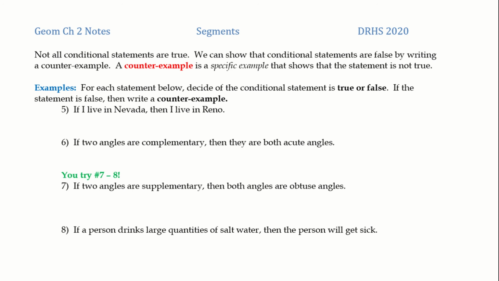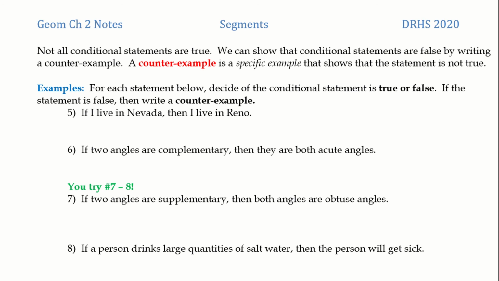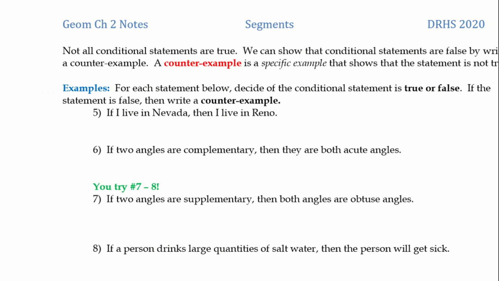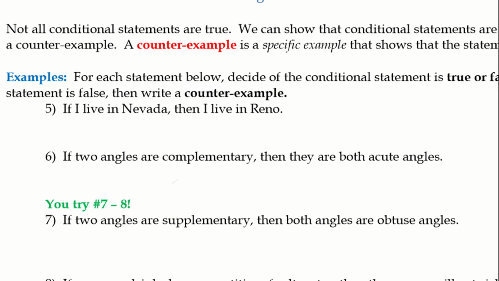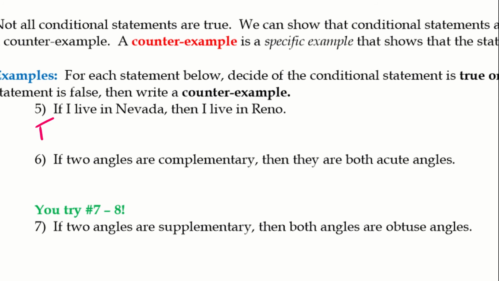So, not all conditional statements are true. We can show that conditional statements are false by writing a counterexample. A counterexample is a specific example that shows that the statement is not true. So for each statement below, we want to decide if the conditional statement is true or false. If the statement is false, then write a counterexample. So number 5 says, if I live in Nevada, then I live in Reno. So that's false because we can live in a bunch of different cities. And so our counterexample would be another city.